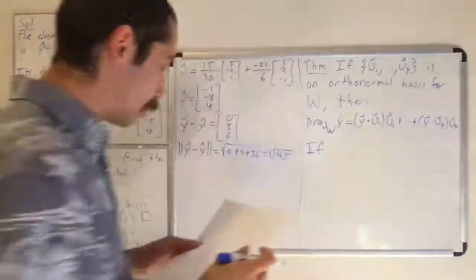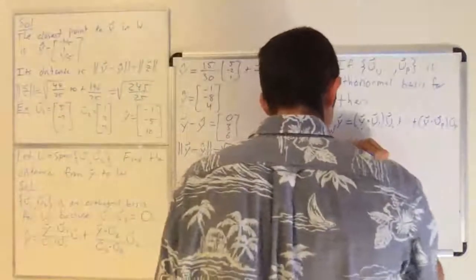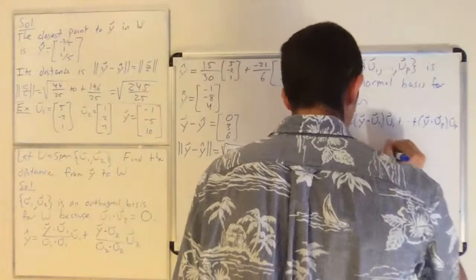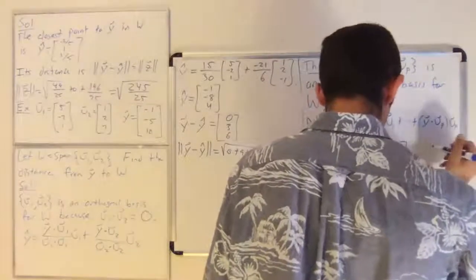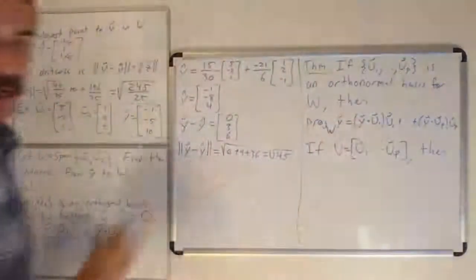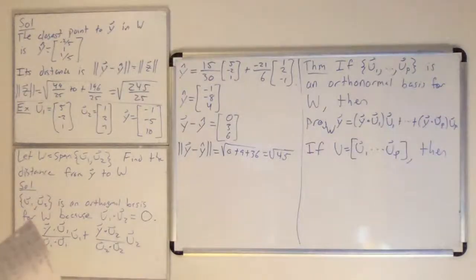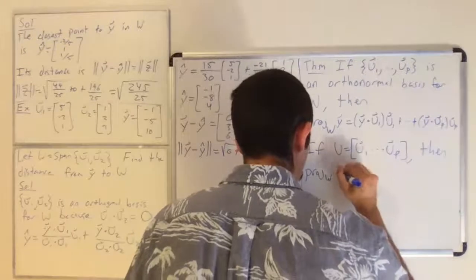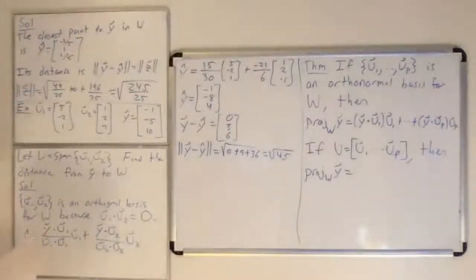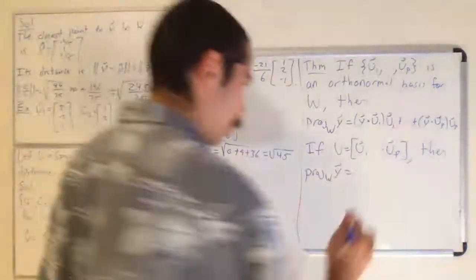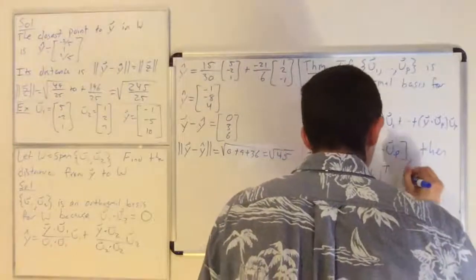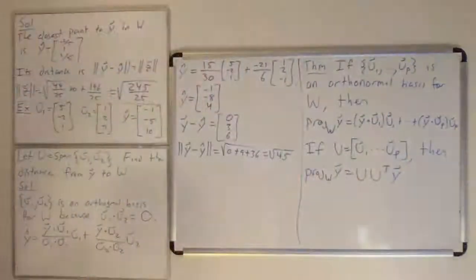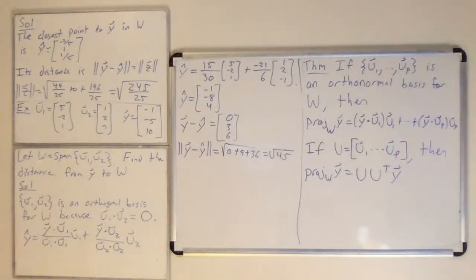A neater way to write this theorem is if U is equal to the matrix whose columns are the basis vectors, then the way we project onto W is we do the multiplication U transpose times y. Okay?